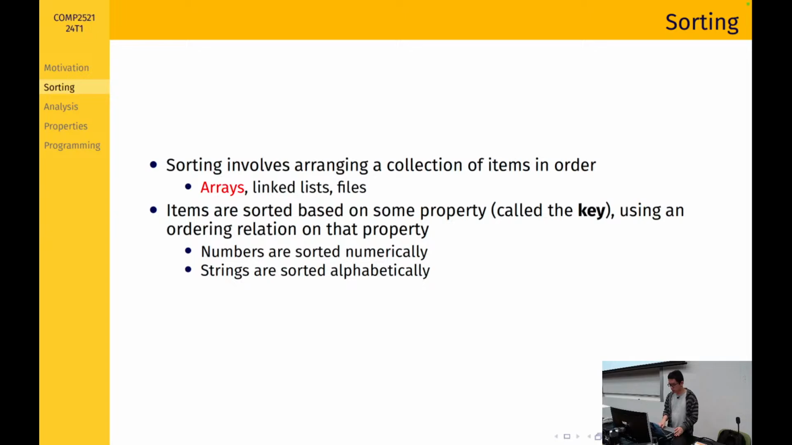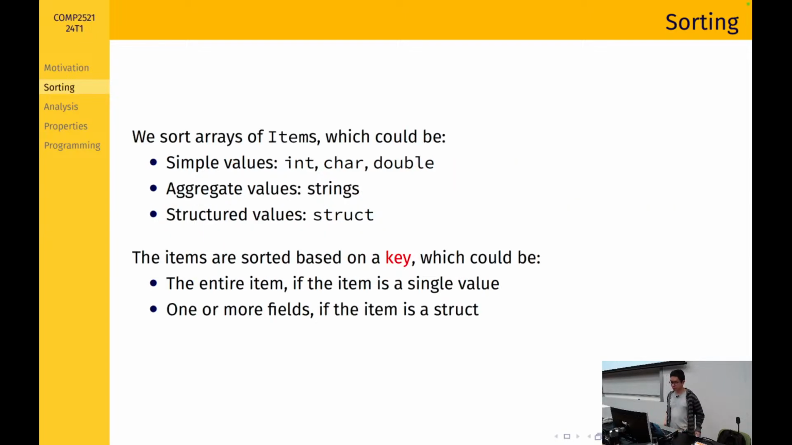And obviously, if you're trying to sort things, then you need a way to compare them. So if you're sorting by numbers, then numbers are sorted numerically: if the number is smaller, that means the item is considered to be smaller. And if you're sorting strings, then the strings are sorted alphabetically, usually.